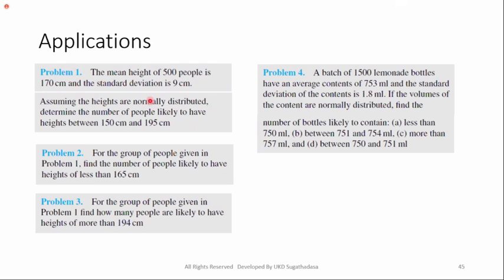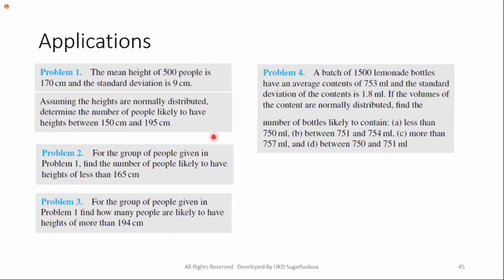Now we can just work this out. If you have a piece of paper, just write it yourself. Quickly write. Your answers are not given here. I also worked this out in the last class. I have some calculations done earlier in previous classes. I can use the same method, same data, right? See here. Assume the heights are normally distributed. Determine the number of people likely to have heights between 150 and 195 centimeters.